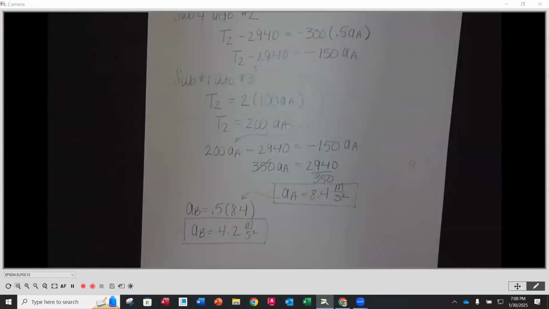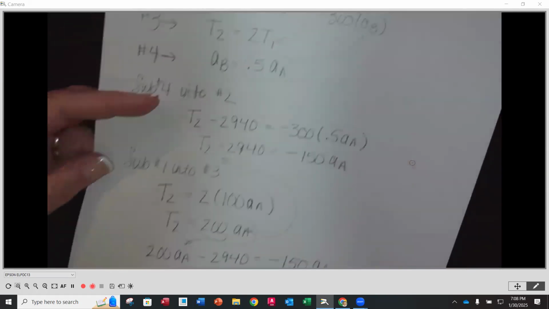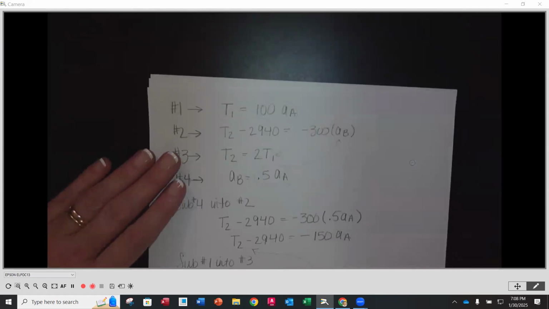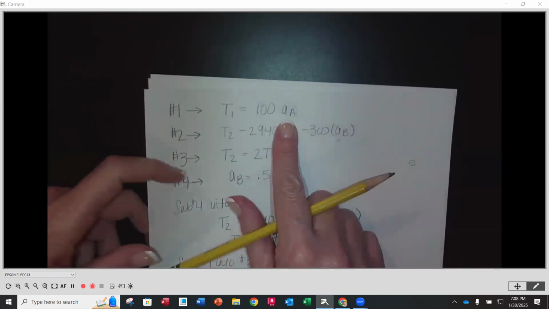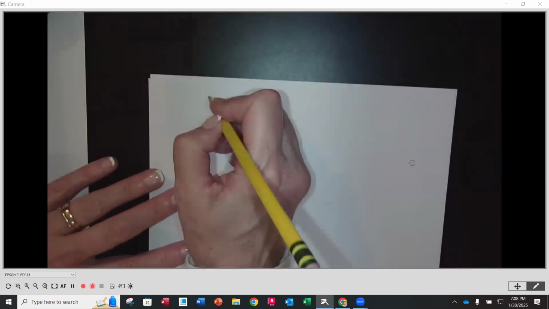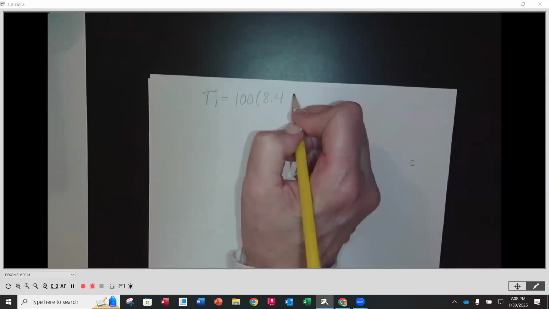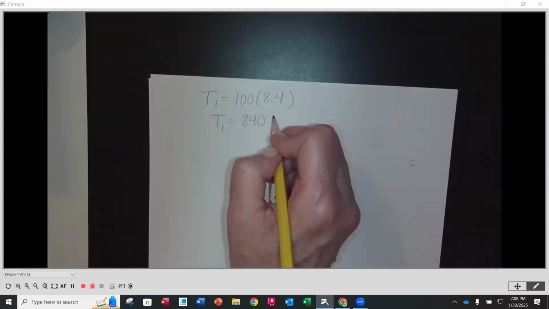So they magically appear. If you want to put them throughout, you certainly may. But like I said, just be careful with knowns and unknowns. Then the last two that we need to do are our T1 and our T2. So we look back at our equations. We're going to find T1 by using our acceleration of A, so we're going to go back to equation number 1. So T1 is going to be equal to 100 times 8.4. So T1 is 840 newtons.